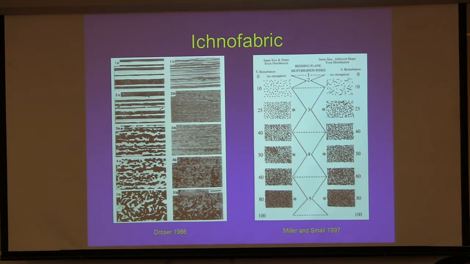Ichnofabric measurement is basically a number given to the amount of bioturbation in the rock. So 1 is considered no bioturbation whatsoever, and 5 is considered total disruption of the bedding plane. There is also a 6 in the Droser scale that is almost to the point of a massive look in the rock.